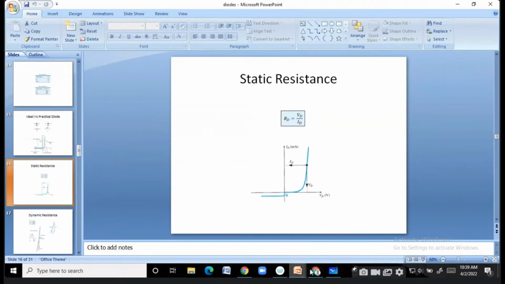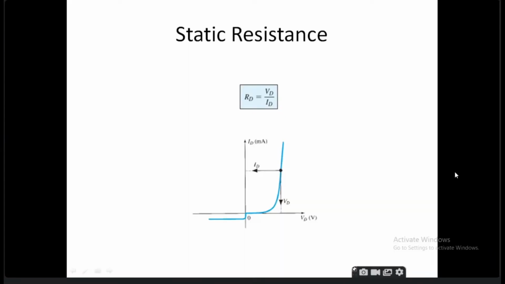There are two kinds of resistance of a diode. One is called the static resistance, the other is called the dynamic resistance. Static resistance means you take any particular point on the characteristic of the diode in the forward biased direction. Because in reverse bias, we already know that the diode is going to be off, so we don't worry about the resistance in the reverse bias condition, because it is assumed to be very large, in mega ohms, so it is ideally off. But the resistance in the forward bias condition is important to us.